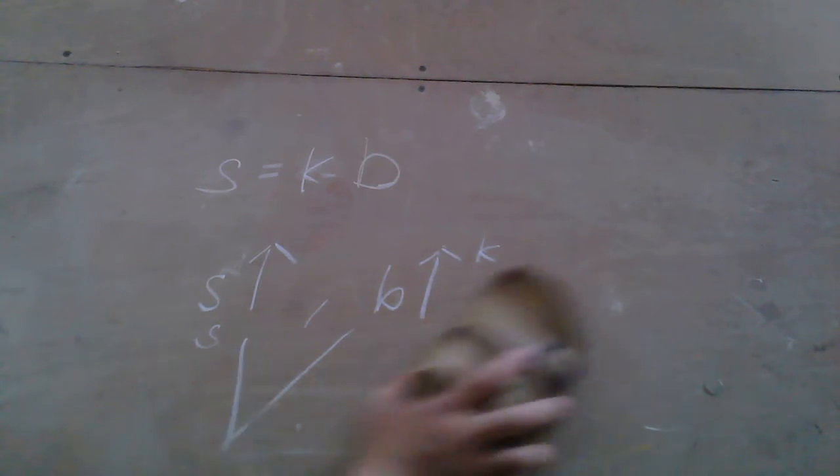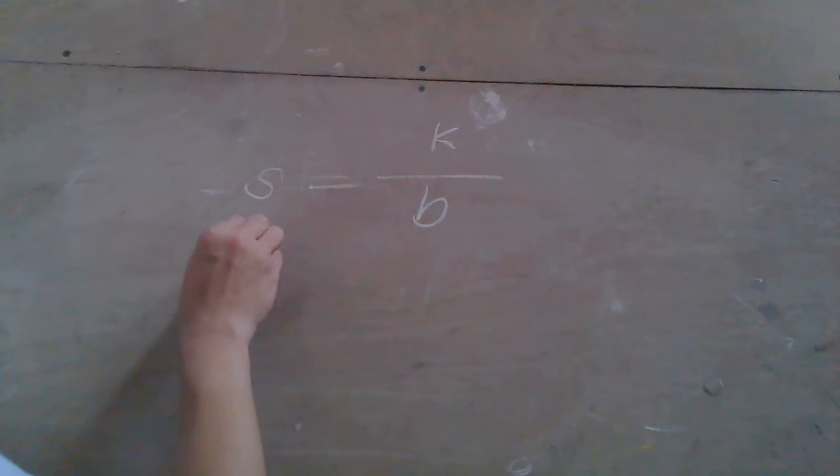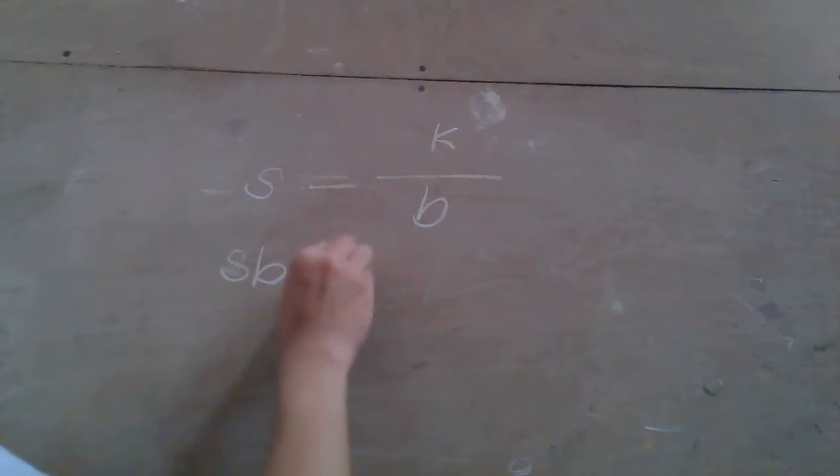It does not decrease. When we say that S and B are inversely proportional, this means that S is equivalent to K over B, the reciprocal of B times K. And so for here, we can say that S times B is equal to a constant.